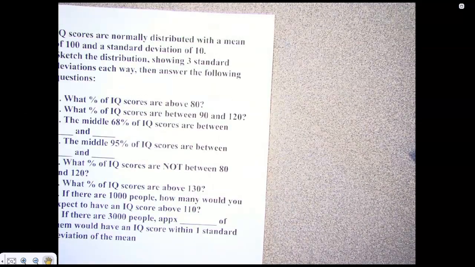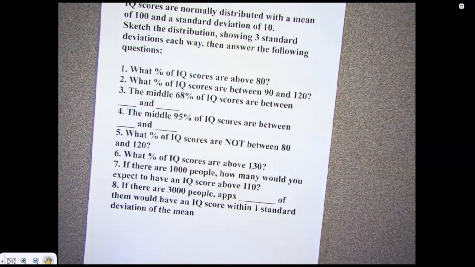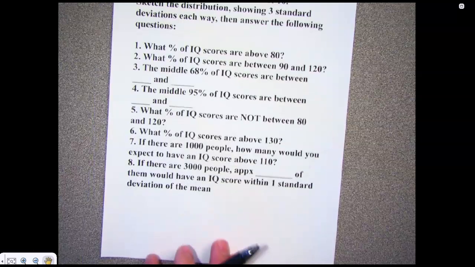Alright, so these are the types of problems that you'll be asked to do. And for right now, we're just estimating these answers because this empirical rule is an estimate. So, for example, it's not really 68%. I think it's like 67.98 or something. It's really close, but it's not perfect.